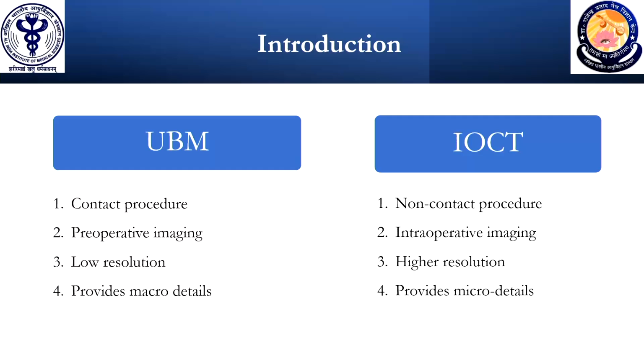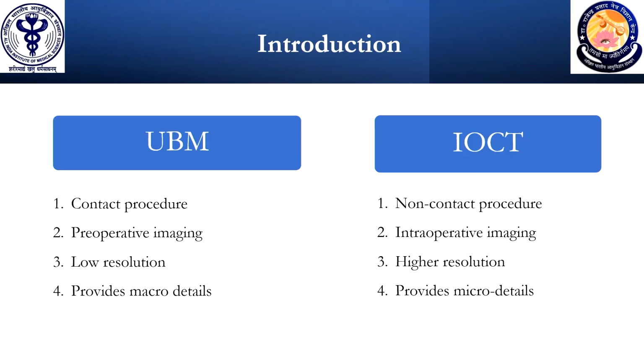So I'll be covering the part of UBM and iOCT in pediatric cataract. To introduce, we all know that UBM is a contact procedure and it is a pre-operative imaging. It is not an intraoperative imaging. So it has low resolution and gives a much larger field of the anterior segment, and it provides the macro detail. Macro means it's going to give more about the corneal, anterior chamber and total lens dimensions.